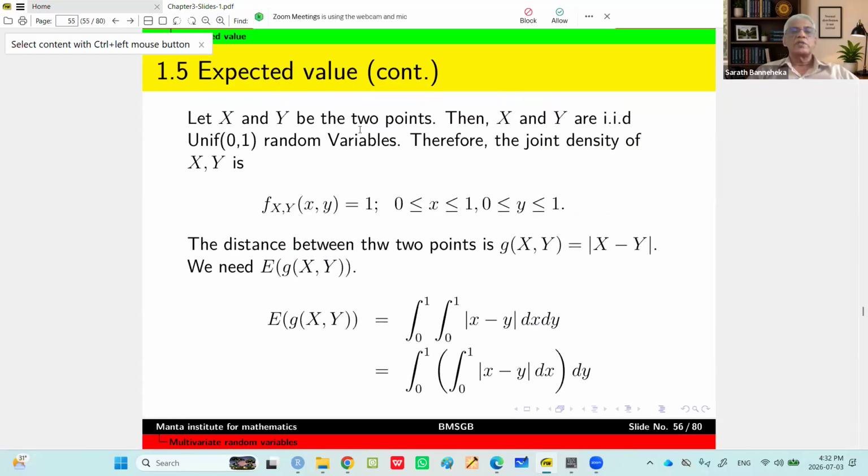So let x and y be the 2 points, right? Let x and y be IID uniform 0, 1. IID means identically distributed. That means both have the same uniform distribution. IID means independent, identically distributed. First I is independent. Second I is identically. Then D is distributed.